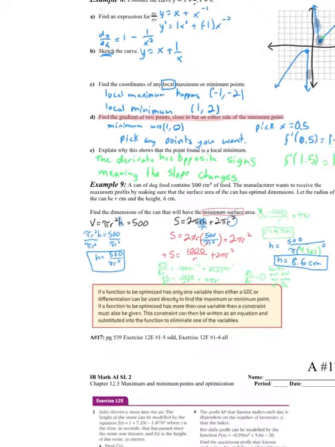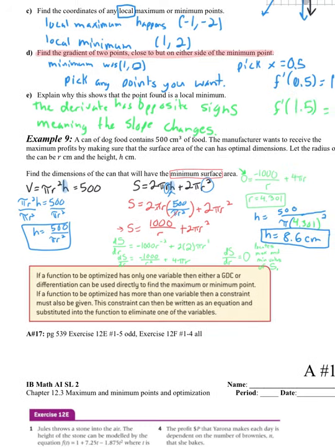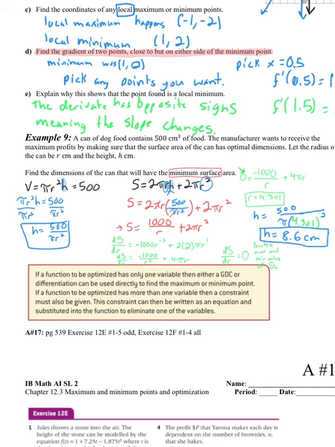All right. And then I have one more note here that was just from your textbook. It says, if a function to be optimized has only one variable, then either a graphing calculator or differentiation can be used directly to find the maximum or minimum point. So that's why we find one variable first. If we find that one variable, now we can find that maximum or minimum point a lot easier by graphing. So the hardest part about this question is really getting it set up to be solved for one variable.